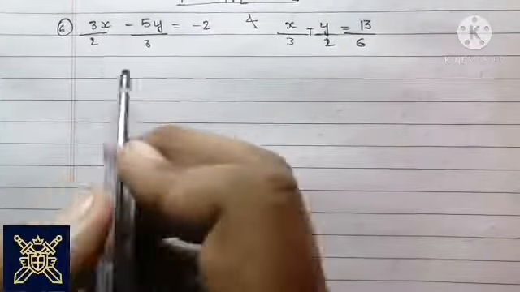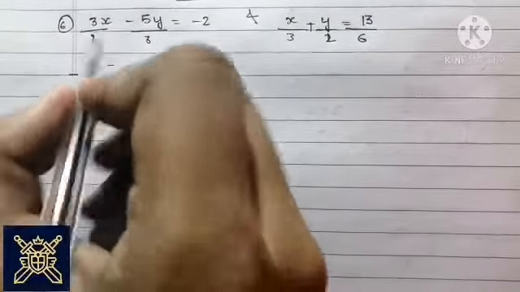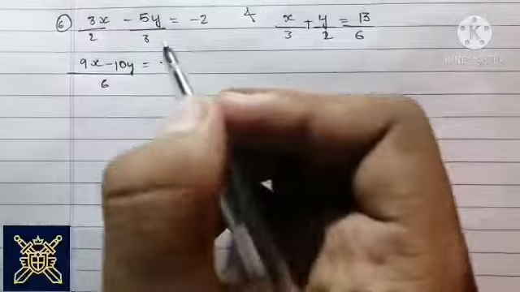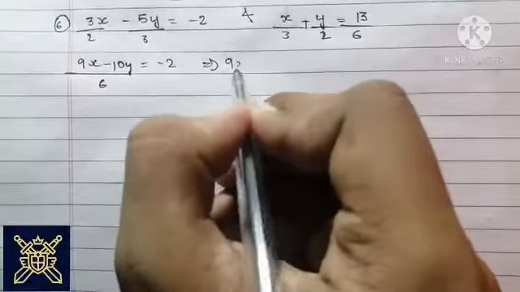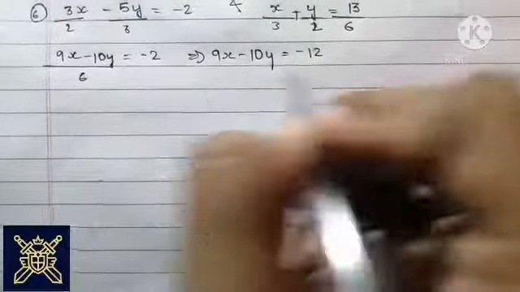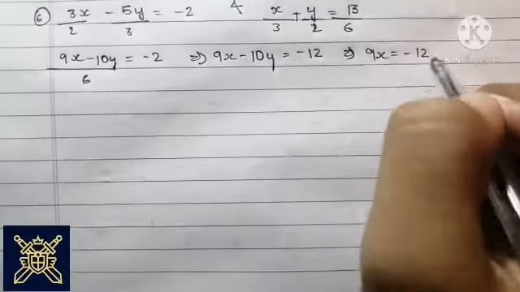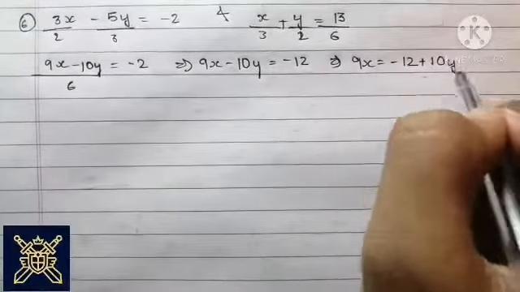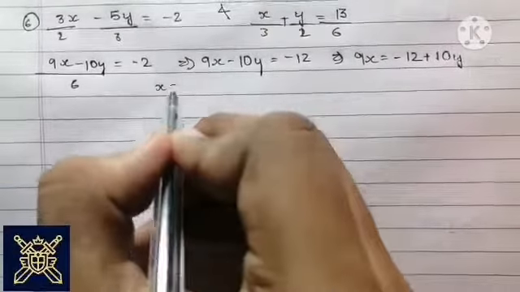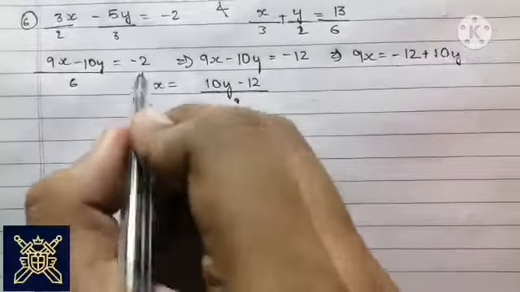Now let's add this side. So here we have 6 as the LCM. 9x minus 10y is equal to minus 2. Send this 6 over that side. You have 9x minus 10y is equal to minus 12. Send this minus 10 over that side. This implies that 9x is equal to minus 12 plus 10y. Also send this 9 over that side. So x is equal to 10y minus 12 upon 9. So we have got the value of x.